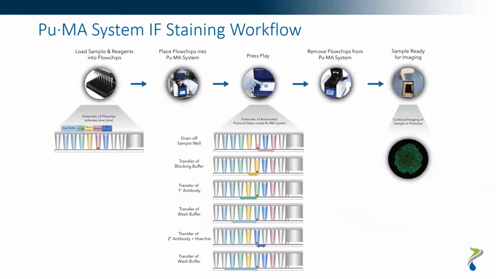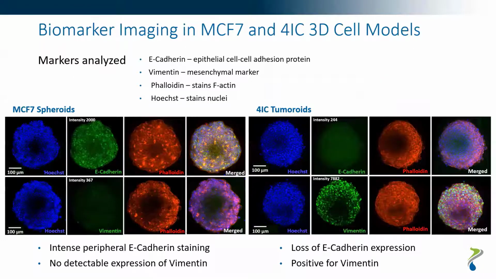Here is the schematic of the complete automated staining workflow. The first step is to load the Flowchips with your samples and staining reagents. Next, you place the Flowchips inside the instrument, select the protocol, and press the Run button. Staining steps will be executed by transferring reagents to and from the sample automatically. After the staining protocol is completed, the plate with Flowchips is ready to be transferred to the imaging system for image acquisition.